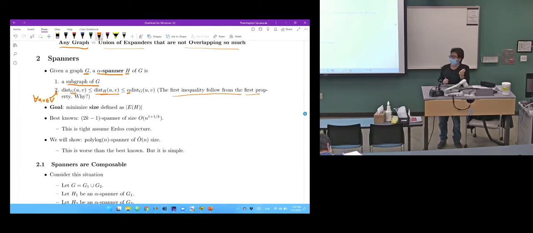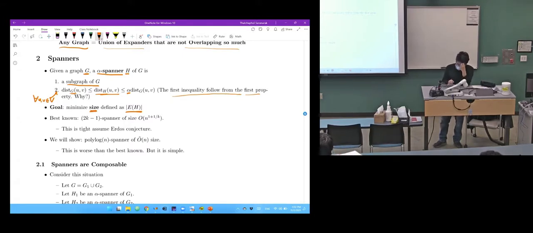Why is that? Because if there are fewer edges, the distance increases. Yeah, very good. When you throw away some edges of a graph, the distance can only increase. You want to throw away as much as possible, but you want to say that even after this throwing, the distance doesn't increase by too much. The stretch is small. So the goal is really to minimize the number of edges in your spanner. We call it the size.